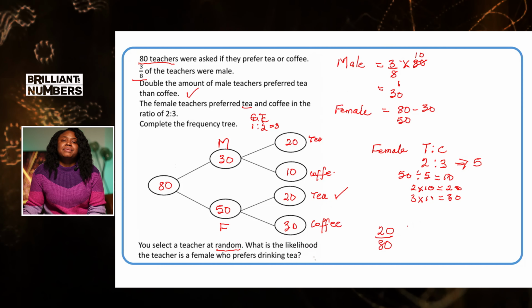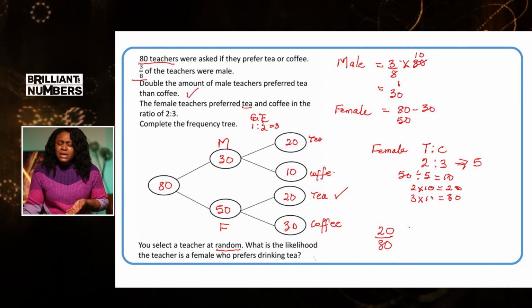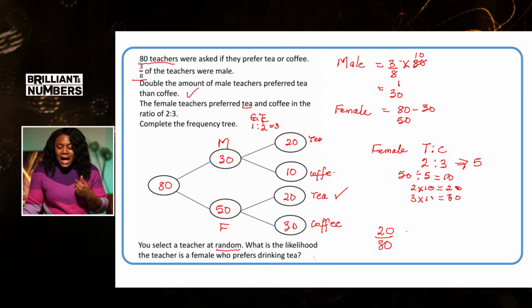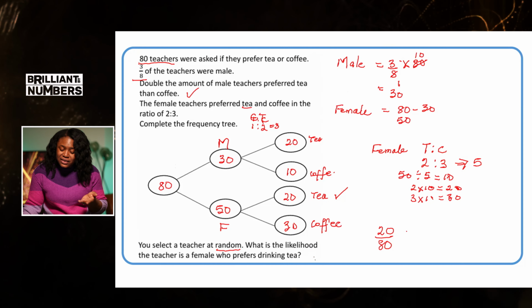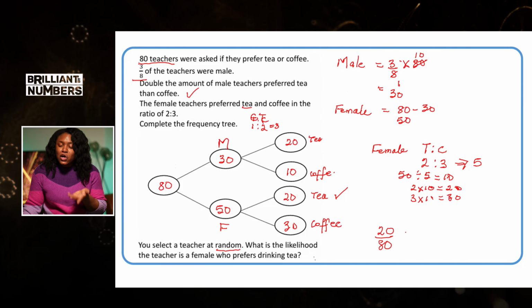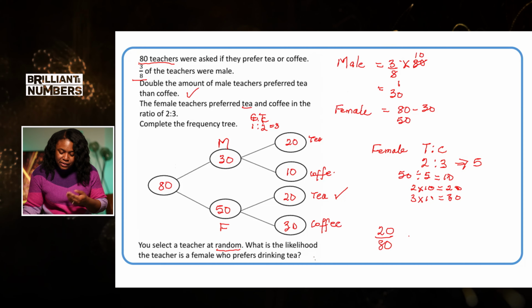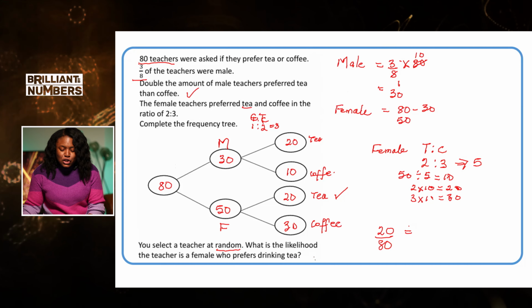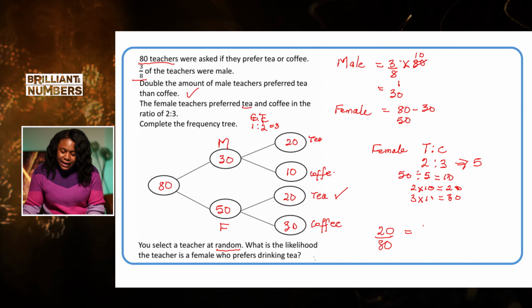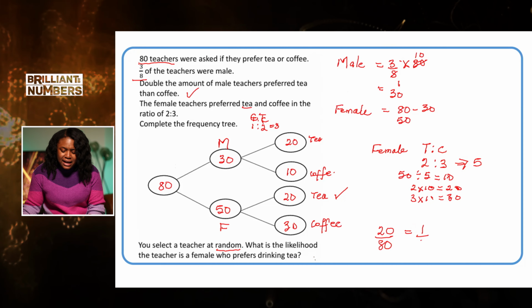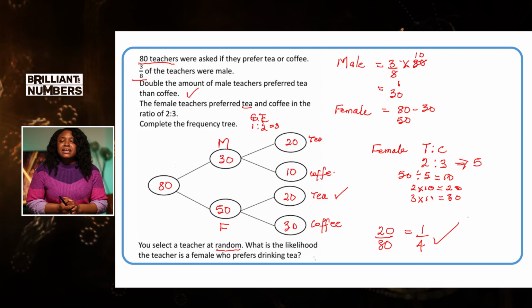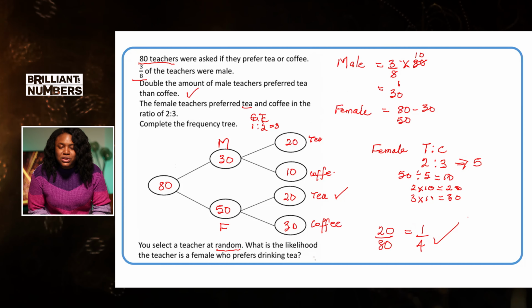I can just simplify this. What I can do, if I don't know the highest common factor, I can start with a small value and then keep reducing until I cannot simplify any further. So I can see here I could divide by 20. So dividing by 20, I get 1 for my numerator and 4 for my denominator. So the answer then is 1/4.